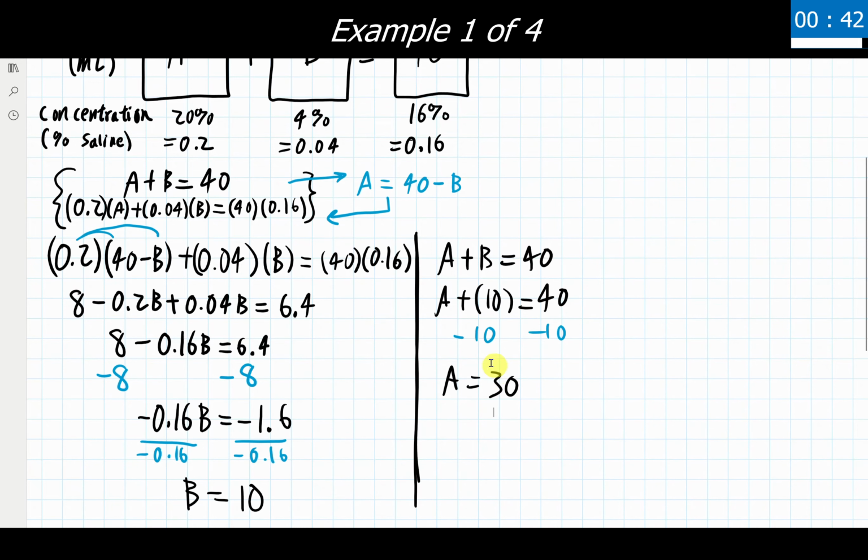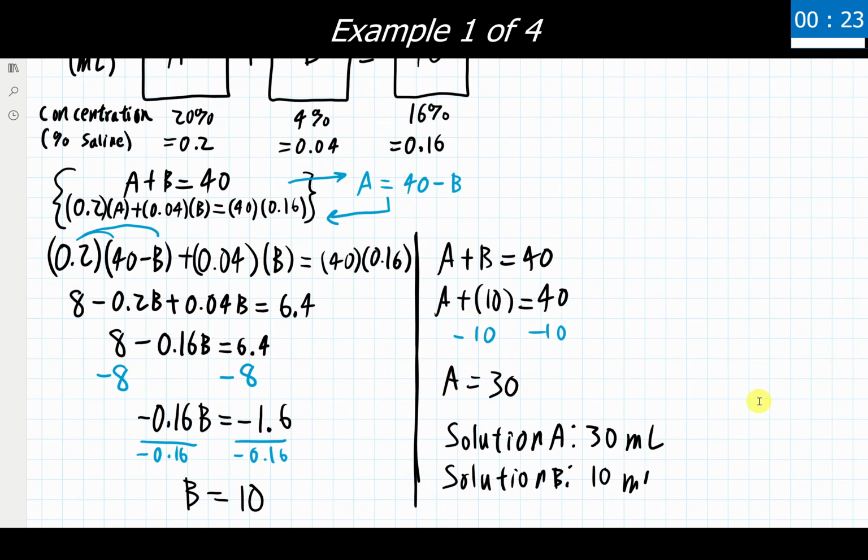So now that I have the amount of solution A and the amount of solution B, it's generally good practice to write them out for ourselves somewhere nearby. Solution A is 30 milliliters, and solution B is going to be 10 milliliters. And there I have my final answer for problem 1.